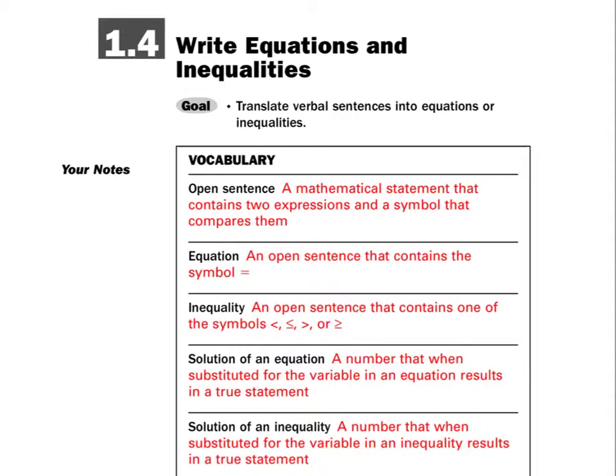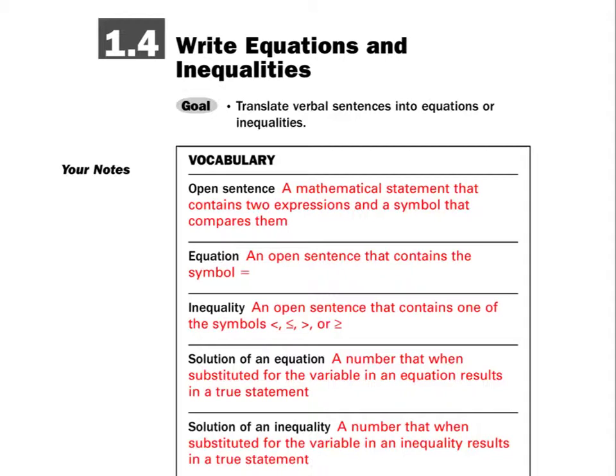Today we are working with lesson 1.4, writing equations and inequalities. In the previous section we wrote expressions. Expressions have one major difference from equations and inequalities, and that's that equations have equal signs and inequalities have some sort of inequality symbol. We will be looking at all of those different types today, as well as using what we did in the previous lesson, adding the equal sign and the inequality symbols into it.